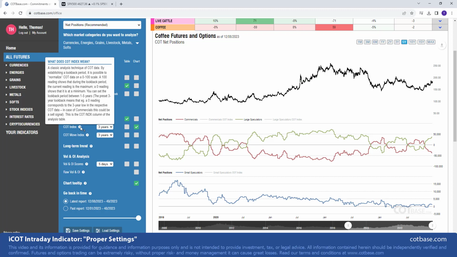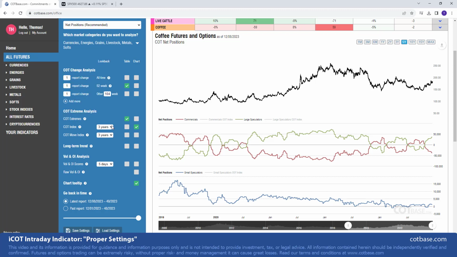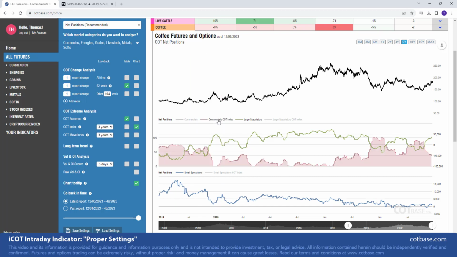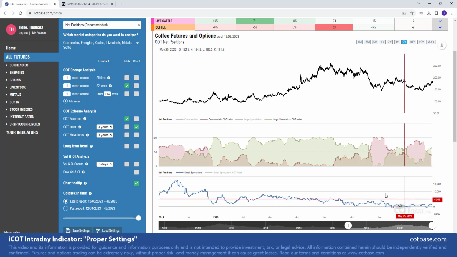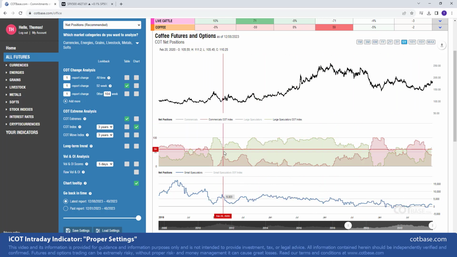COT index is a way of analyzing the Commitments of Traders data. We're going to use a default 3 years look back period. So we're going to turn off commercials net positions and turn on commercial COT index, and we're going to do the same thing for large speculators. We're not going to touch small speculators just for the sake of ease. It's easier to explain over here.